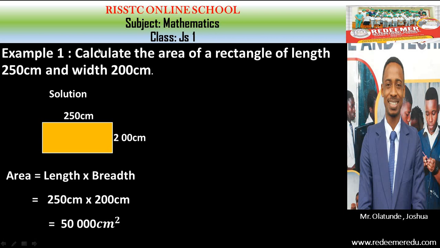Example 1. Calculate the area of a rectangle of length 250 centimeter and width 200 centimeter. Solution. The first step here is to draw the shape, that is rectangle. Try to label the sides given to you. This is the length, 250 centimeter, and as well the breadth is 200 centimeter.